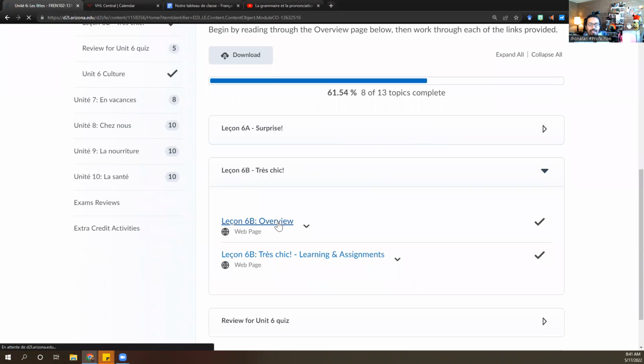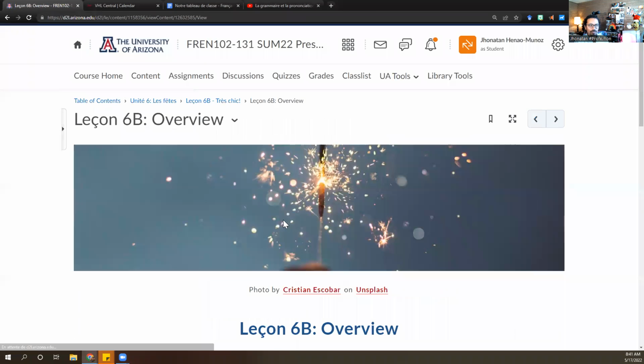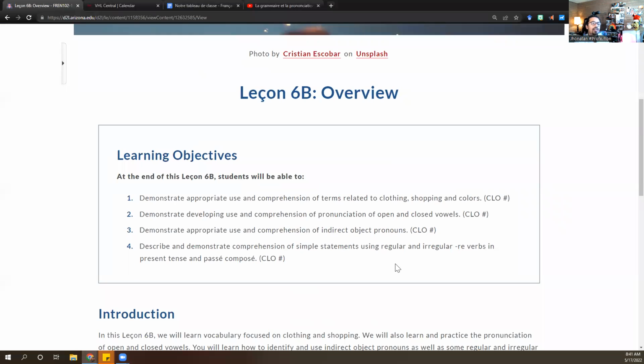Again, we have an overview and the learning and assignments. And the overview is presenting you what the objectives of this lesson are. So, let's check them out. Qu'est-ce que l'on va apprendre ici?